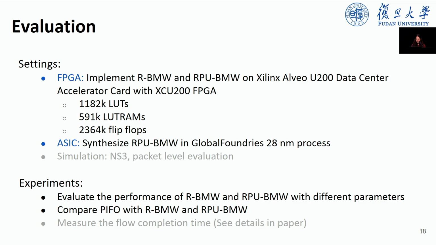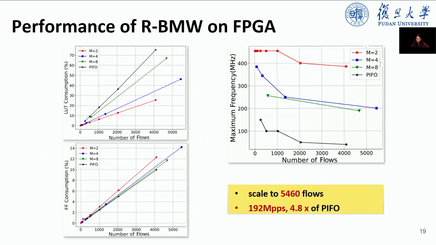The prototype of RBMW and RPU BMW is written in Verilog and implemented on XCU200 FPGA. We also synthesize RPU BMW in GlobalFoundries 28nm process. The results show the frequency and the resource consumption of RBMW with a different order on FPGA. It shows that RBMW can support as many as 5,000 flows. With the same capacity, the 2-order BMW's throughput is 4.8 times that of PIFO.